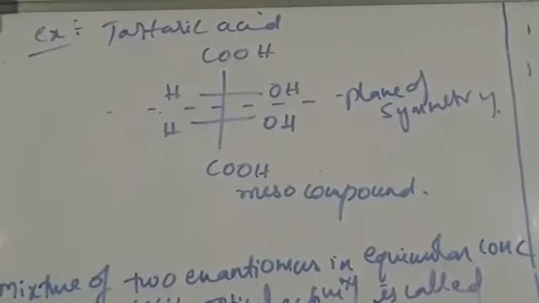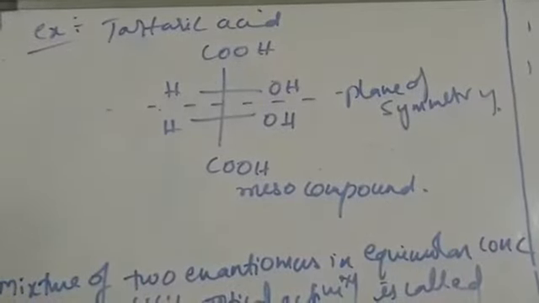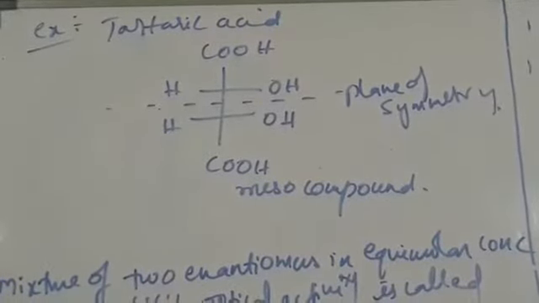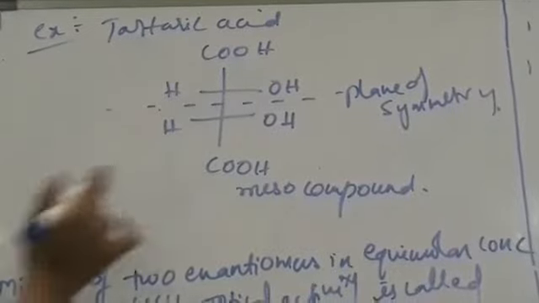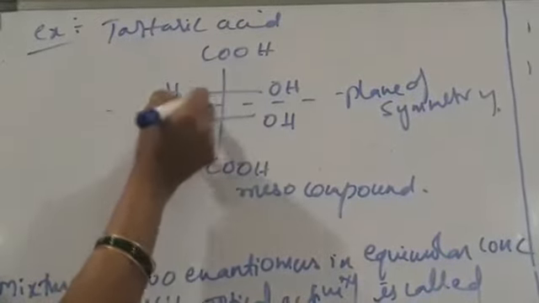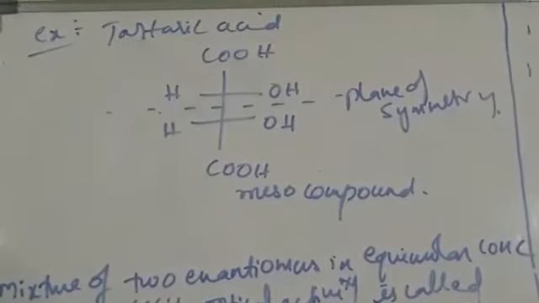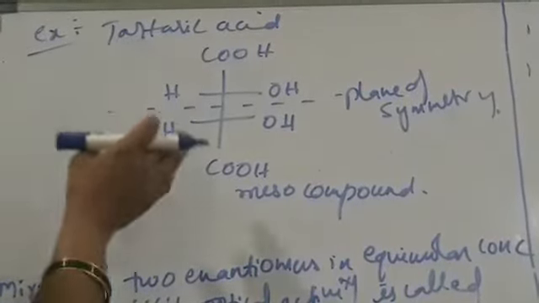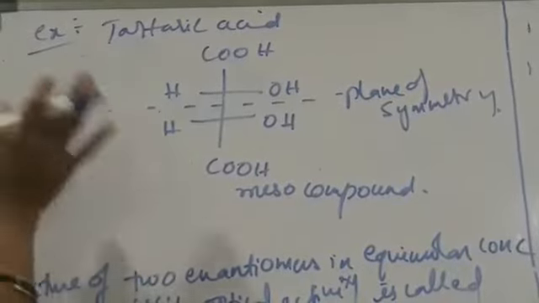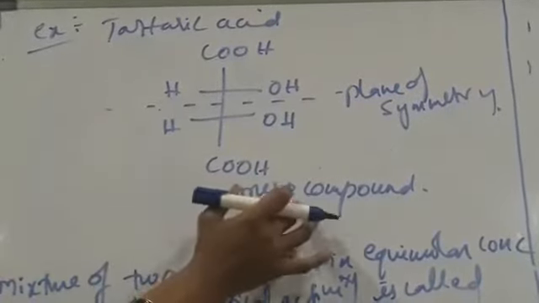Okay? So, due to the presence of the plane of symmetry, it does not exhibit optical activity. Even though it has chiral carbons, which are surrounded by 4 different groups, it does not exhibit optical activity. So, this is called a meso compound.